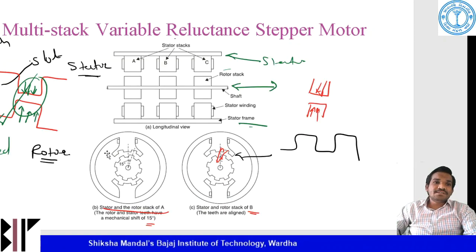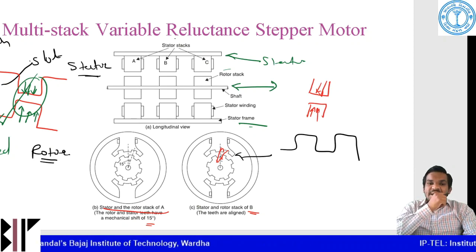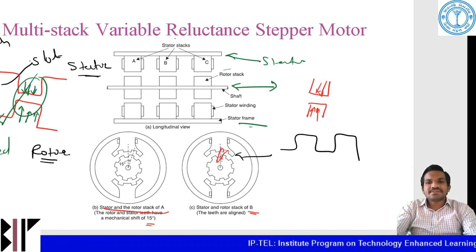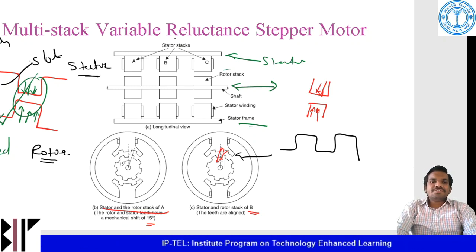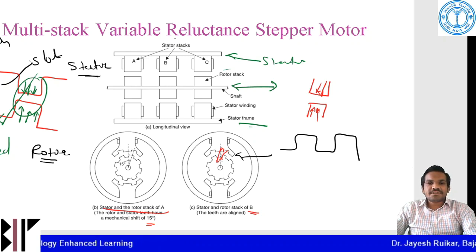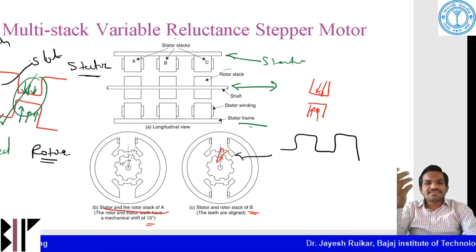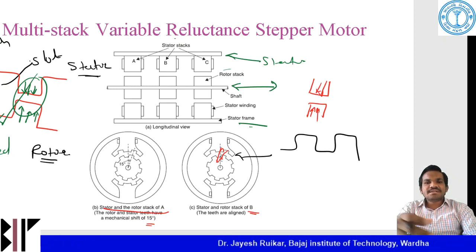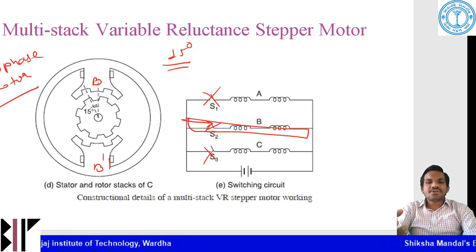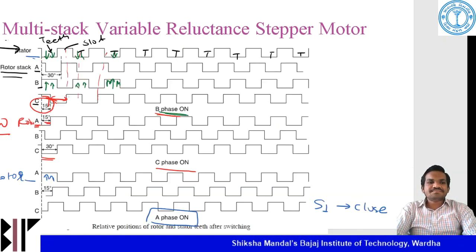If you want the displacement to be changed, then you have to change the rotor tips, or you can say the number of stator stacks and rotor stacks. So for this multi-stack variable reluctance stepper motor, I think I have explained what is possible. It has multiple stacks for rotor as well as stator, and its displacement is decided by which coil is energized and which is not. So in this case, the 15 degree displacement has occurred.